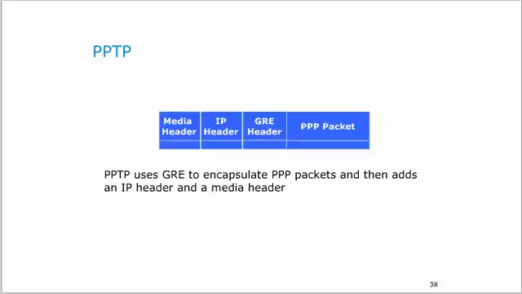As the slide shows, PPTP uses GRE to encapsulate PPP data packets. It also adds an IP header and a media header. The media header defines how the packet is transmitted. For example, the packet could be transported over PPP, frame relay, or Ethernet. To secure the data being transmitted across the tunnel, PPTP can use Microsoft Point-to-Point Encryption, or MPPE, or PPP's native encryption algorithms. PPTP also supports PPP's authentication mechanisms such as PAP, CHAP, and EAP.